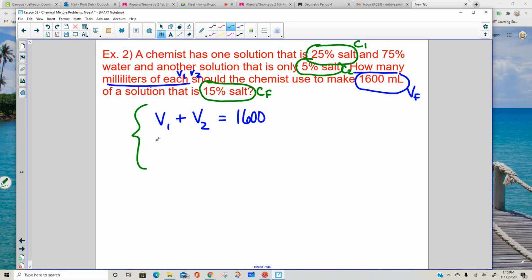So for volume 1, 25%. So 25 V1. My second solution is 5%, so 5 V2. And I need to leave a little space here for my final concentration of 15. I like to put the concentrations first on all of them just for consistency.